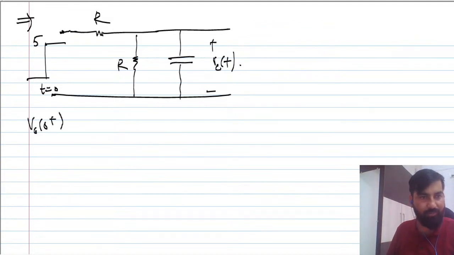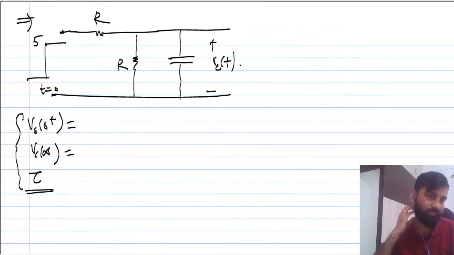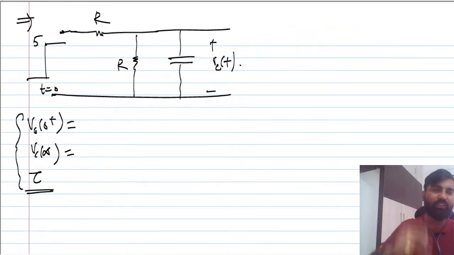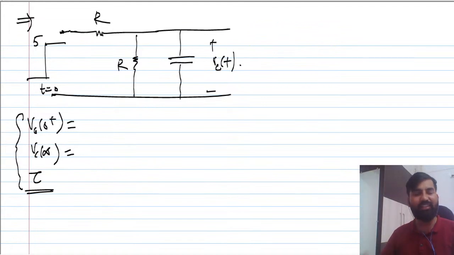VC(0 plus) I am asking. VC(infinity) I am asking. And the time constant of the circuit, tau, I am asking. These three parameters are required. And by looking at the circuit only you can answer the question, right? You don't have to worry about anything, guys. What I'm considering is that the voltage across the capacitor initially is 0, right? Your capacitor is not charged.